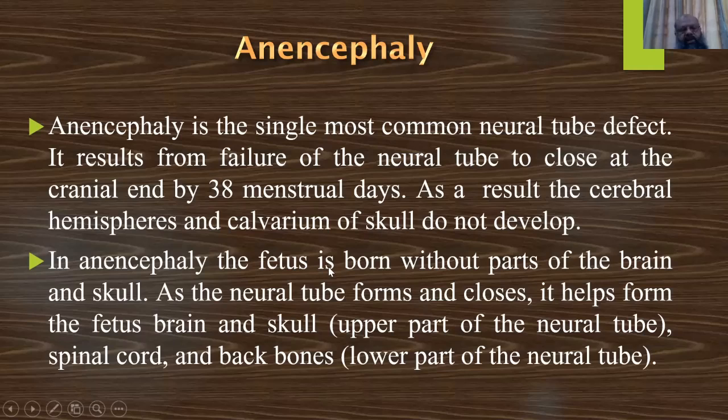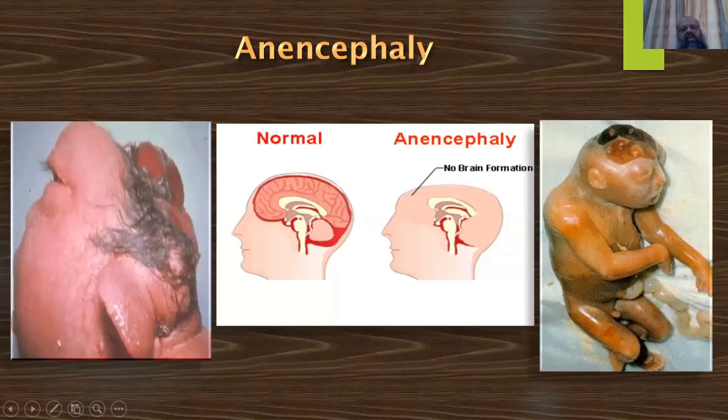In anencephaly, the fetus is born without parts of the brain and skull. As the neural tube forms and closes, it helps form the fetus's brain and skull, the upper part of the neural tube, and the spinal cord and backbones, the lower part of the neural tube. This is the normal brain hemispheres, and then the skull bone, whereas here there is no brain formation. This is how the newborn will look. This is another one.